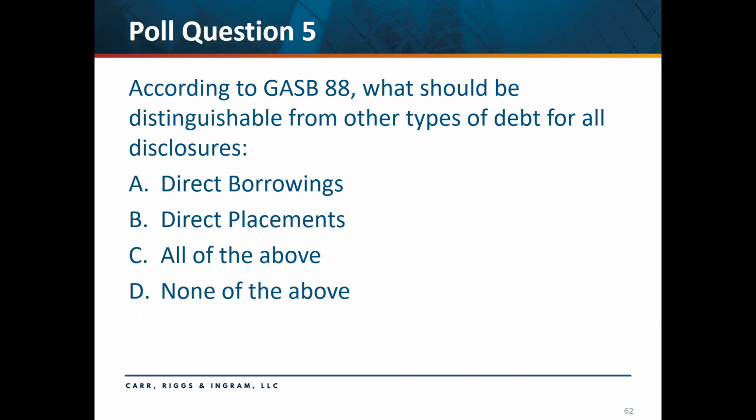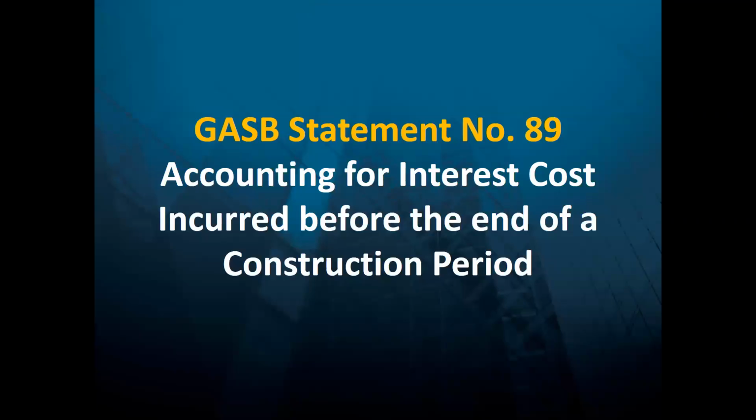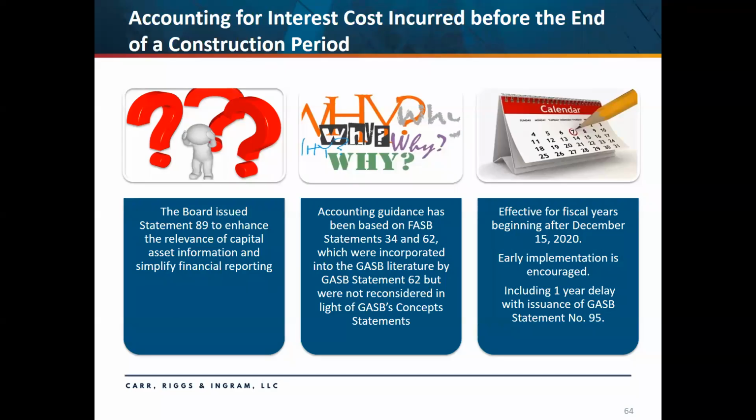Perfect. We'll go ahead and go through the next statement. 89 is going to be for the accounting of interest incurred before the end of the construction period. So really, previously under 34, all this other information, you could capitalize your interest as part of a construction project. So GASB's kind of changed what that looks like, but you didn't have to. So again, there was diversity in practice. People were doing it, some people weren't.